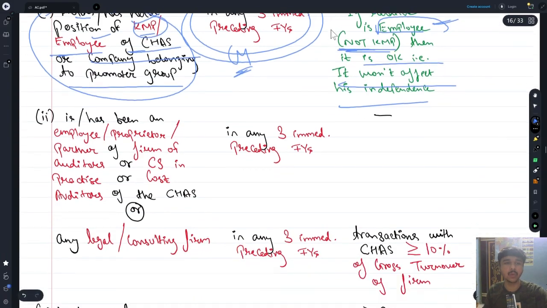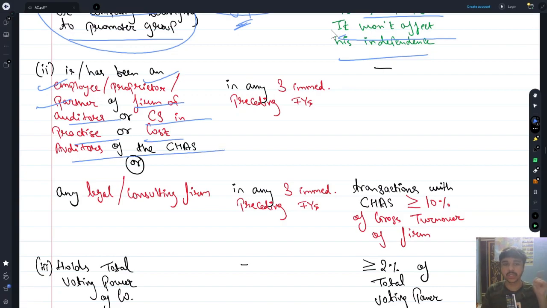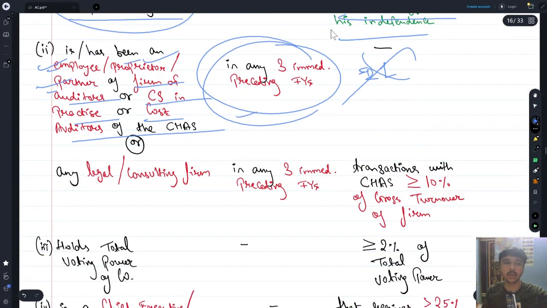Let it be. Now, auditors, company secretaries and cost auditors, these are three people who are constantly engaged with the company throughout the year. So if you or your relative is an employee, a proprietor or a partner of a firm of auditors, that is chartered accountants, or company secretaries in practice, or cost auditors of the CHAS, that is company, holding, associate, subsidiary, in any of the three immediately preceding financial years, even if for ₹1, no matter if you are employee, proprietor, partner, bro, you cannot be independent, get out.